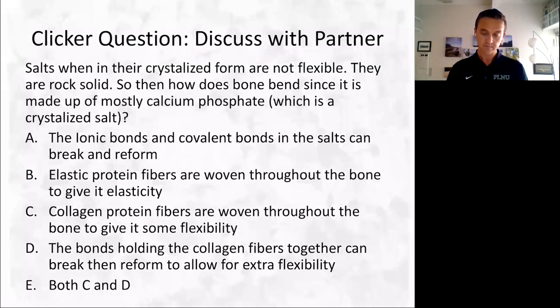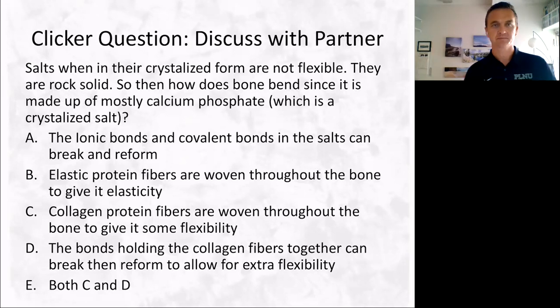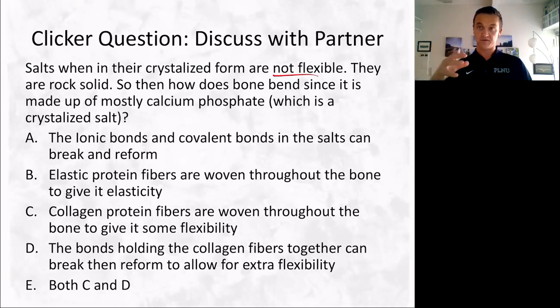Okay. All right, this is one that if you were here in class, if we were together, I would have you discuss this a little bit with your partner. So just pause it for a second, read through this question, and see what you can come up with, and then unpause it. Okay, so let's read it. Salts, when in their crystallized form, are not flexible, right? They form those crystal structures very hard, okay? They're rock solid. So then how does a bone bend since it's made up of mostly calcium phosphate, which is a salt, okay? Well, we can take a look at this.